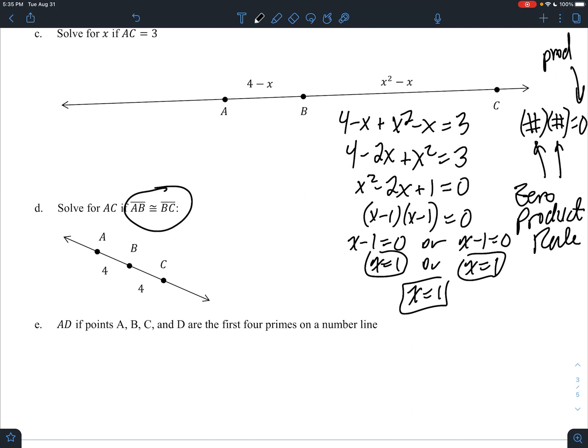So this is the important thing. You need to learn how to write like this. So this little symbol means congruent. So it is read, line segment AB is congruent to line segment BC. So these two things here, they're objects. They're not numbers, they're objects. This here is a number.